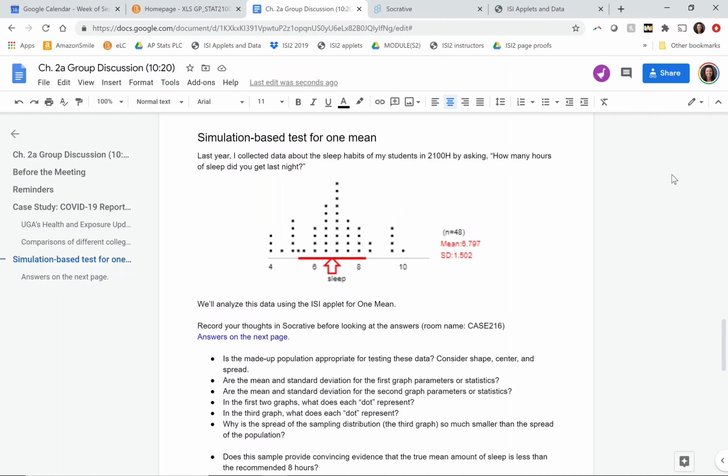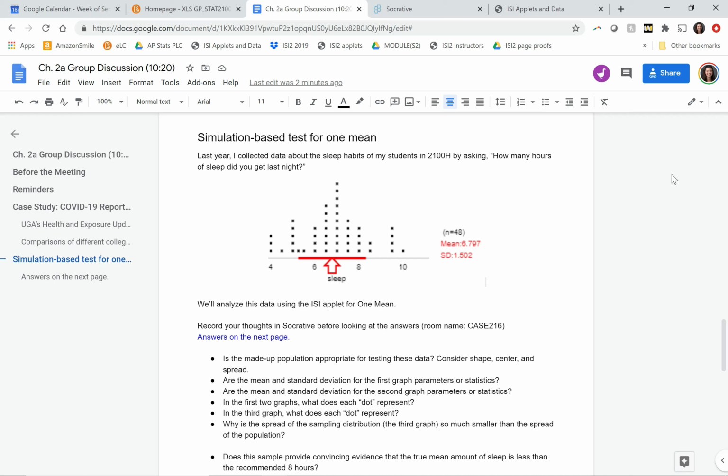So we didn't have time to get all the way through the discussion that I'd planned today. No regrets on that. I fully enjoyed the discussion that we had about the COVID-19 reporting page. But I did want to go through this because I think it'll help you, especially as you get ready to do your lab this week.